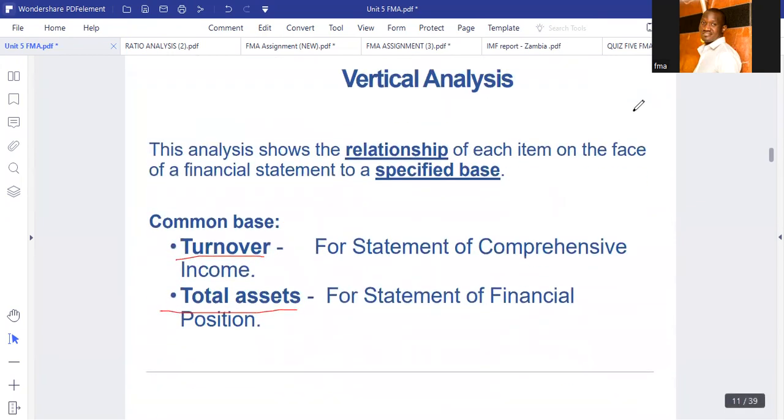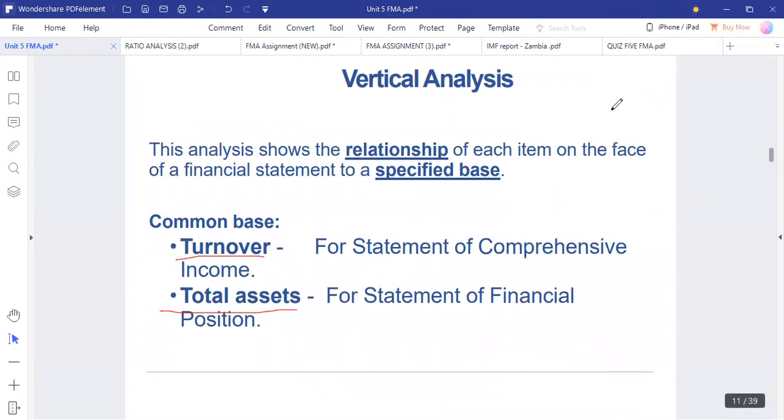Vertical analysis also shows relationships between a specified base value against each of the items. So we have a standard.